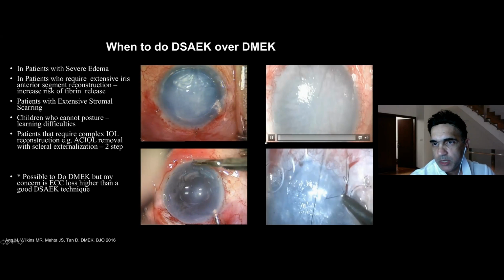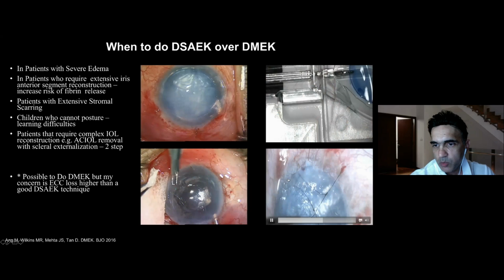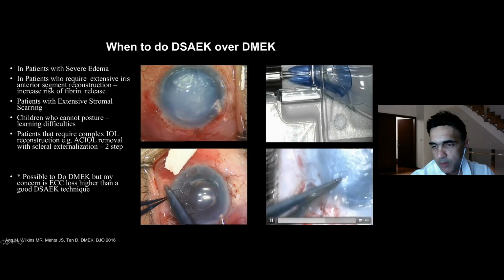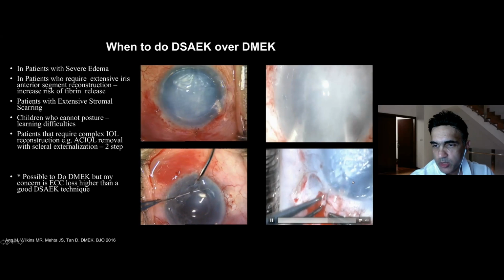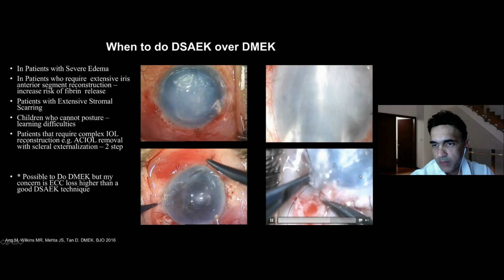Children who cannot posture, like this example over here, this is an 11-year-old child. You can see he had a previous PK, the graft then decompensated. So typically over here, I will do a DSAEK, and you can see the reason why. I know the child has learning difficulties, so he's not going to be able to posture afterwards. So what I'll do is I will stitch the DSAEK graft to the host cornea itself.